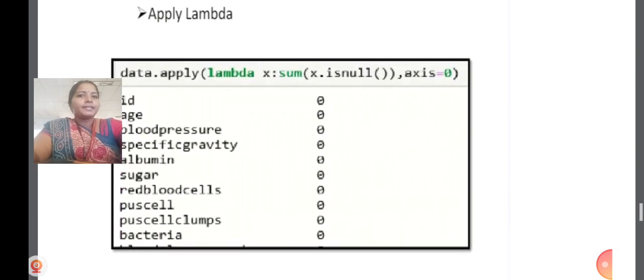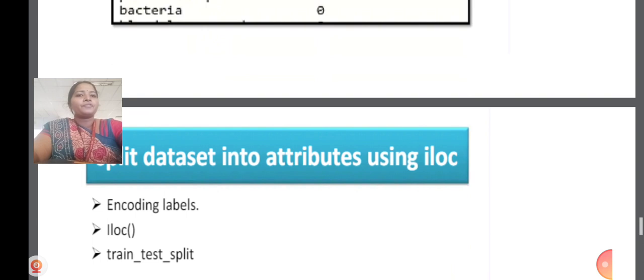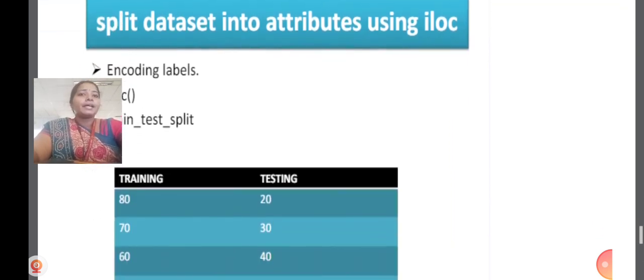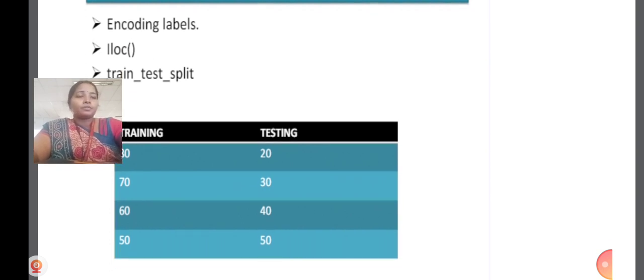See, we are initializing all the values, such as ID, age, blood pressure, specific gravity, everything, as 0 first of all. Then we have to give the updated data. Then we split the dataset into attributes using the iloc function, that is, encoding the labels first of all. What do we need to do? Then what is the iloc function?